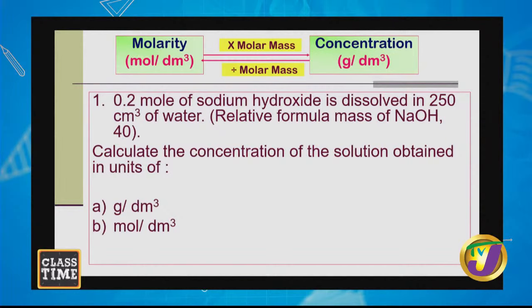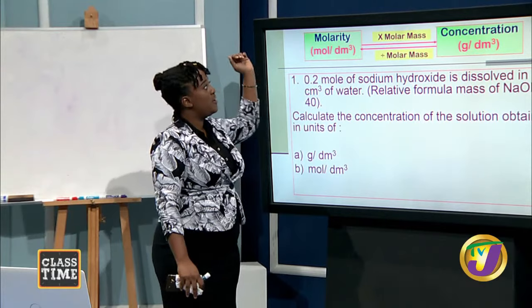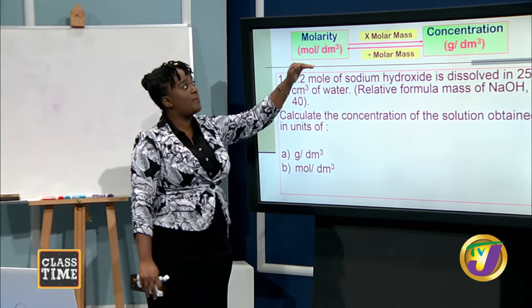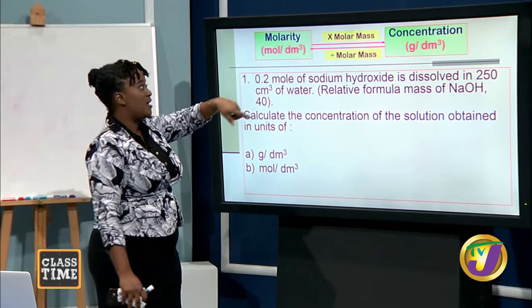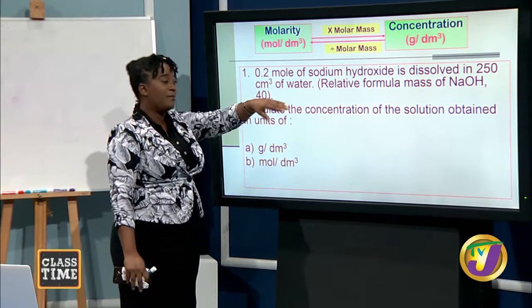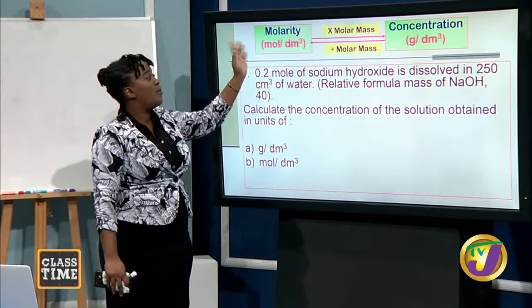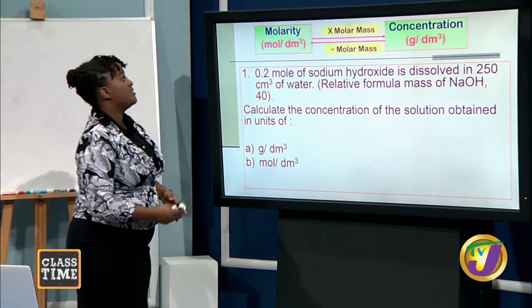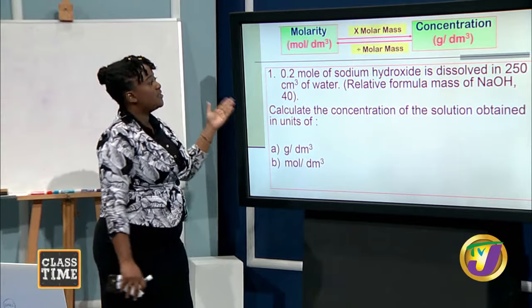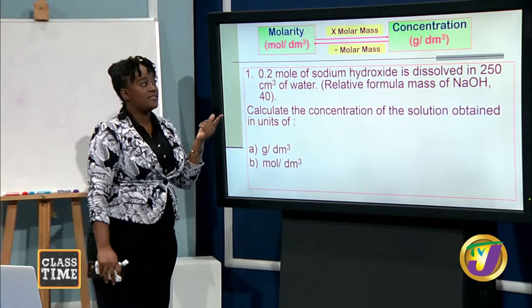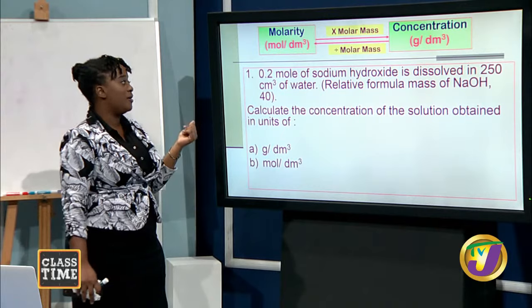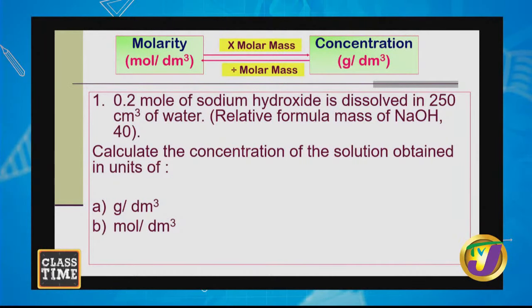All right. Here I have a little illustration to show you how to convert from molarity to concentration, from mole per dm cube to gram per dm cube. To convert from mole per dm cube to gram per dm cube, we multiply by molar mass. And to convert from gram per dm cube back to mole per dm cube, we divide by molar mass. So let's look at this question. 0.2 mole of sodium hydroxide is dissolved in 250 cm cube of water. Calculate the concentration of the solution obtained in units of gram per dm cube.